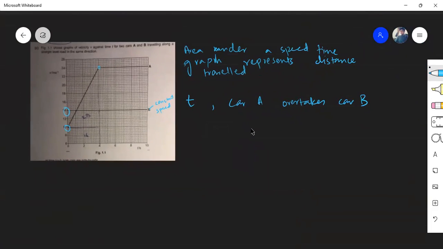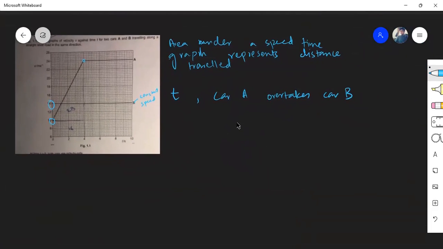So the thing is that we have to find the time t at which car A overtakes car B. In simpler words, we have to find the time at which the distance traveled by A equals the distance traveled by B. Are you following this?